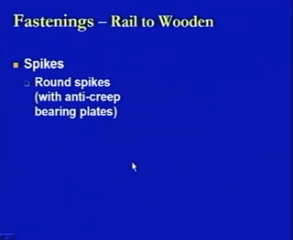Then under the spikes, another type of spike is the round spike. This round spike is mostly used with the anti-creep bearing plate. Now, this anti-creep condition we have seen when we talked about creep in rails, where the rails move in the longitudinal direction. So, these are the round spikes which are used with the anti-creep bearing plates so as to keep those rail sections in place.